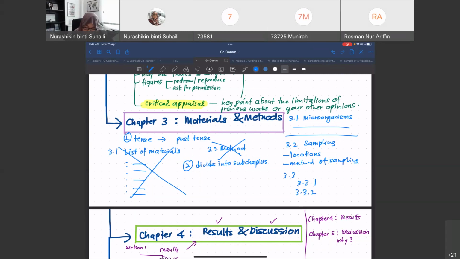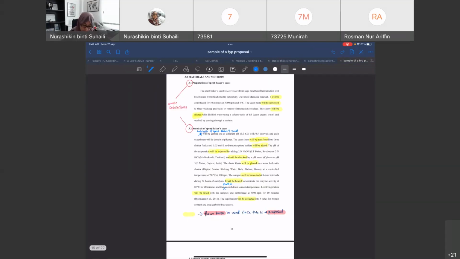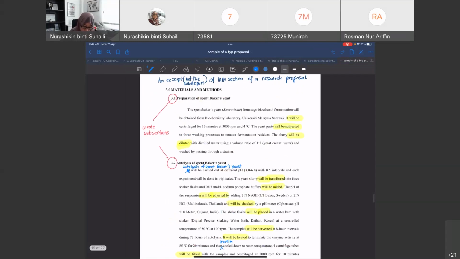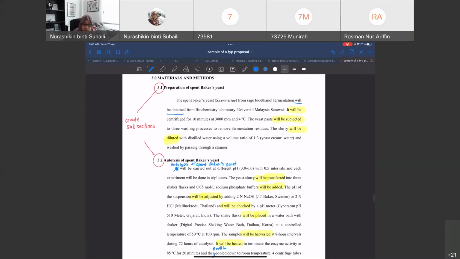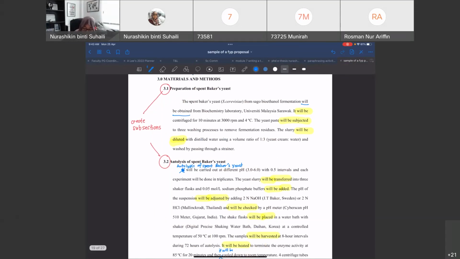Examples, let me give you an example. Okay, I think I have posted a sample of an FYP proposal, so you can have a look at it. This one is a proposal, okay? We use future tense. This one, will be obtained, see? I forgot to emphasize this last week. So this is a proposal, that's why you see it's all future tense. Will be checked, will be placed, will be harvested.